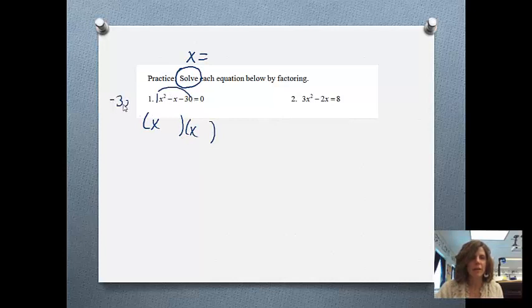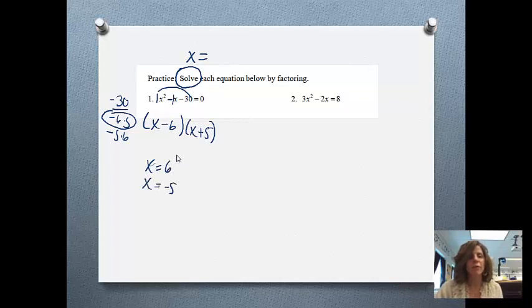We'll get negative 30. I'll be thinking, what times what gives me negative 30? Negative 6 times 5, negative 5 times 6. I'm looking for a negative 1 in the middle. Negative 6 plus 5 does it for me, so minus 6 plus 5. All right, so now hopefully if you remembered the connection that we made between the x-intercepts and the factored part, we should get x equals 6 and x equals negative 5.